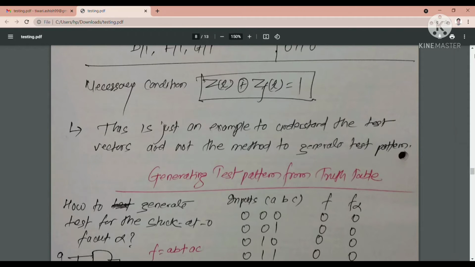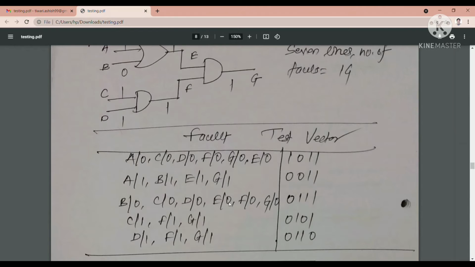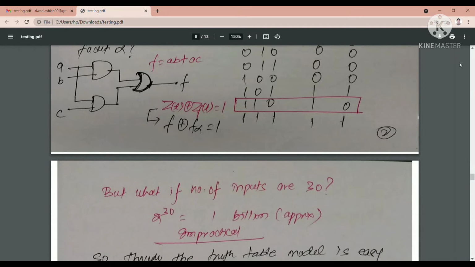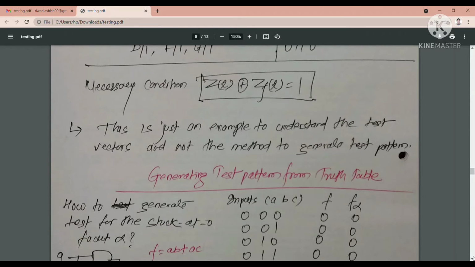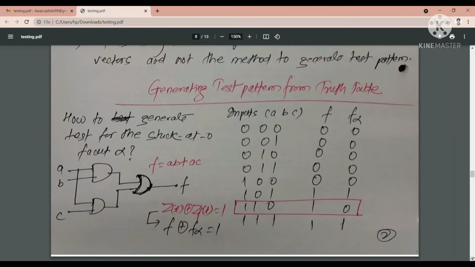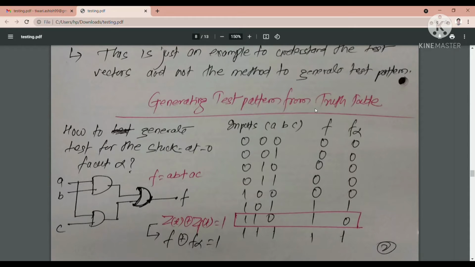This example is just telling us how we can test the particular faults by respective test vectors. But this is not the method to generate the test vectors. So what is the method then to generate the test vectors? The conventional method, or we can say the first method, is generating test pattern from truth table. Generating test pattern from truth table is the first method that we are going to study.